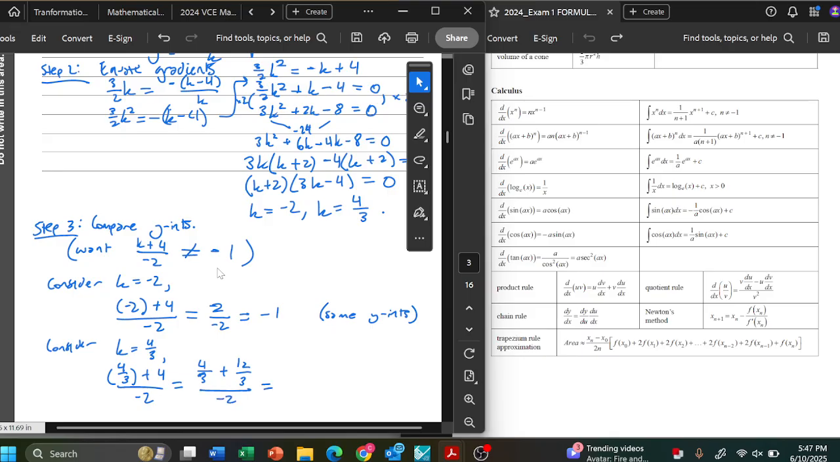Divide that by -2. So that's going to be equal to 16 over 3 divided by -2, which is equal to 16 over -6, which is equal to -8 over 3. And what's important about that is that that is not equal to -1. So if that's not equal to -1, then we found that when k equals 4 on 3, the two lines have the same gradient and they have different y-intercepts. So that is our solution to the problem.